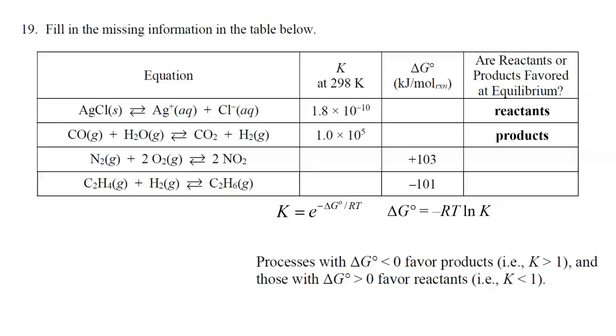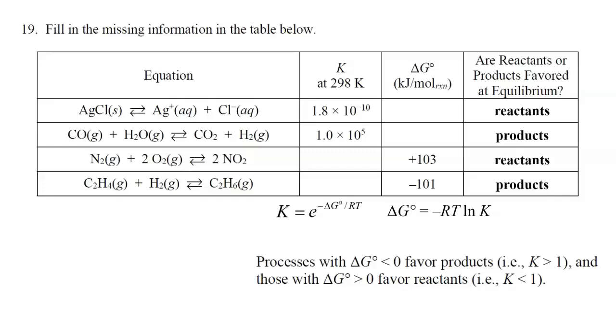Now for the next 2 equations, we're not given the value of K, but we are given the delta G. So in that third equation in the table, where N2 reacts with O2 to produce NO2, the value of delta G is positive. So with a positive delta G, the equilibrium favors the reactants. And then the last equation, where C2H4 plus hydrogen produces C2H6, has a negative delta G. And that would favor the products. That's thermodynamically favored, so kind of toward the right.